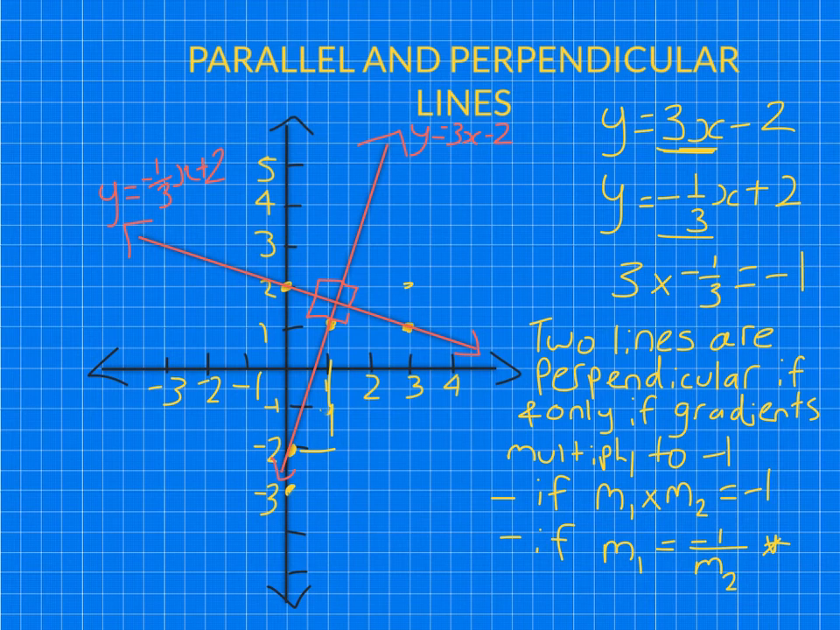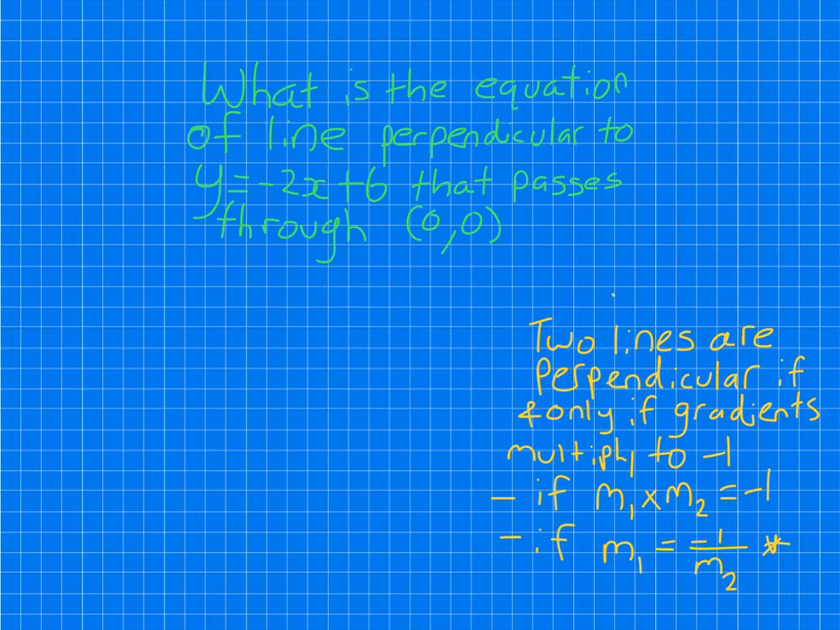So I'm going to go through an example. Again, I'm going to get rid of this stuff, so please pause and copy down if you need. So I've left the definition up for you. We're going to have a look at this question. What is the equation of the line perpendicular to y equals minus 2x plus 6 that passes through the origin?